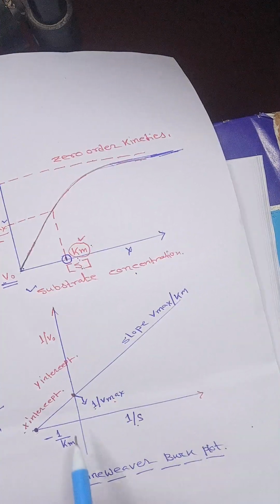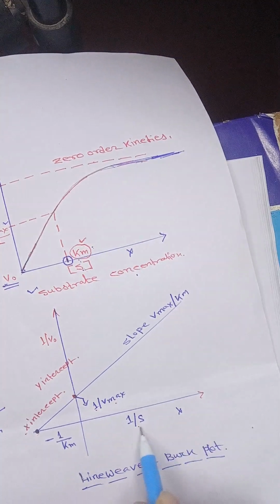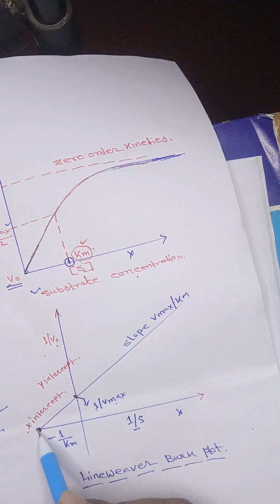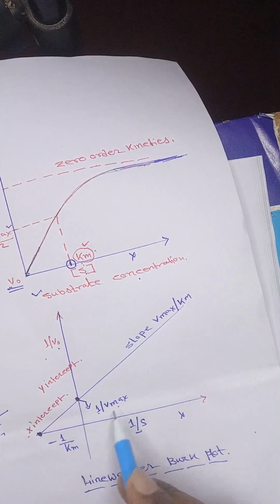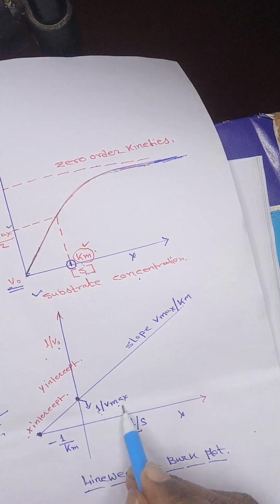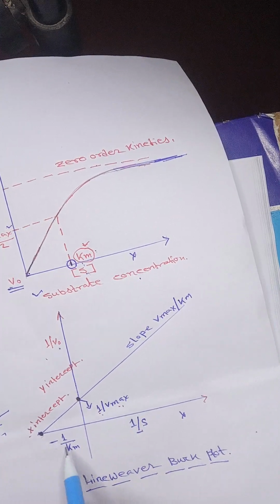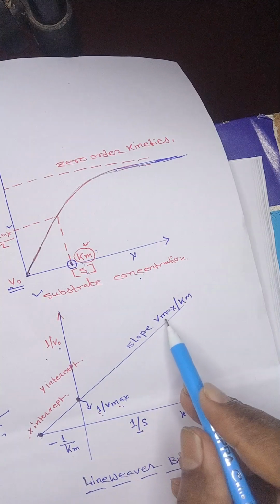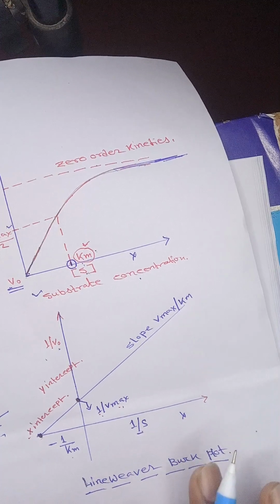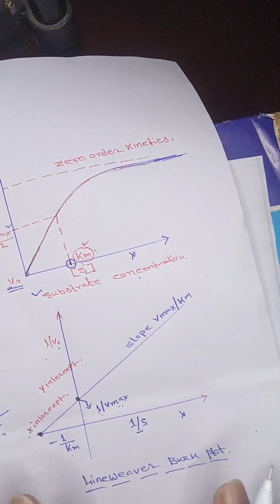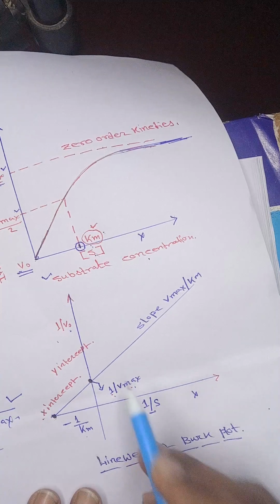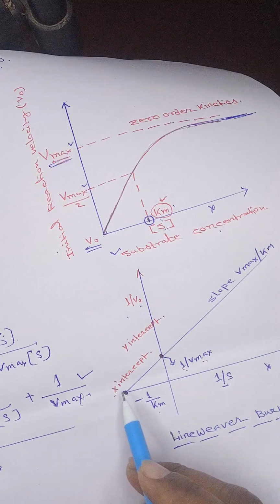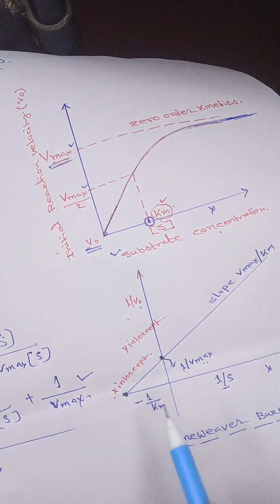So in this plot, here is the x-axis, this is 1 by S, and the y-axis is 1 by V0, and this is the x-intercept and this is the y-intercept, and at this point we can get 1 by Vmax, and here we can get minus 1 by Km, and we can also get the slope value, Km by Vmax. So in this Lineweaver-Burk plot, we can get the exact value of the Vmax. This plot is also called the double reciprocal plot.